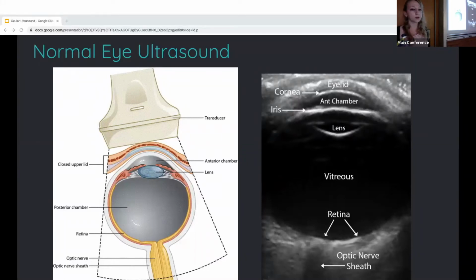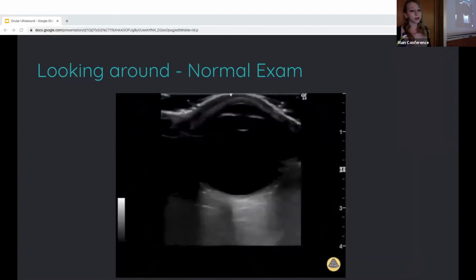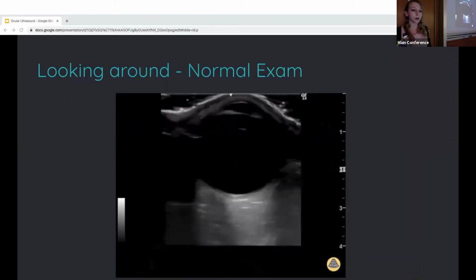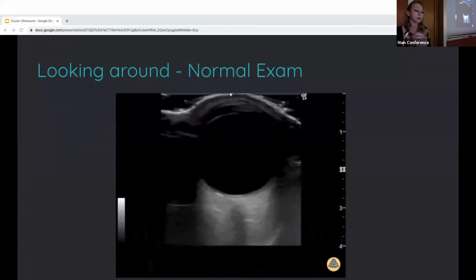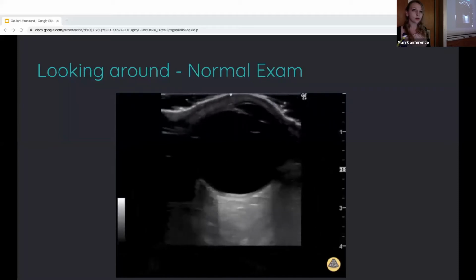So again, kind of going through side by side with the anatomy and what you see on ultrasound, you see your eyelid, you see the cornea, you see the anterior chamber, the iris, the lens, the vitreous fluid, and the retina, and then behind the retina you see the optic nerve sheath, which is the hypoechoic structure. So this is a normal exam. You just have the patient look left and right so that you can see the movement of the eye and make sure that everything is in the right place. And also that's how you see that when the eye moves, the diameter of the optic sheath moves, and that's kind of how you figure out what else might be going on.